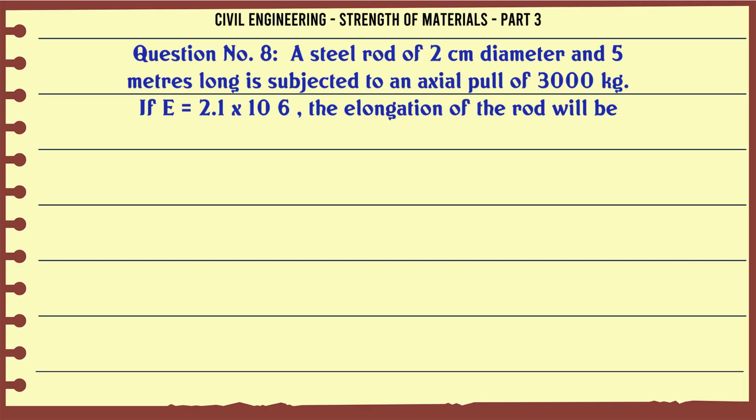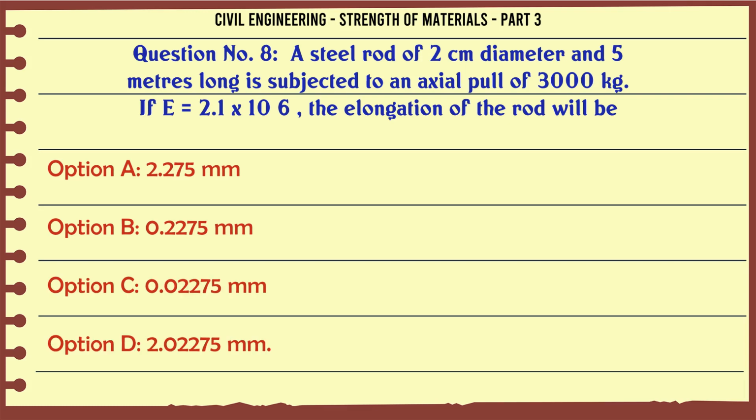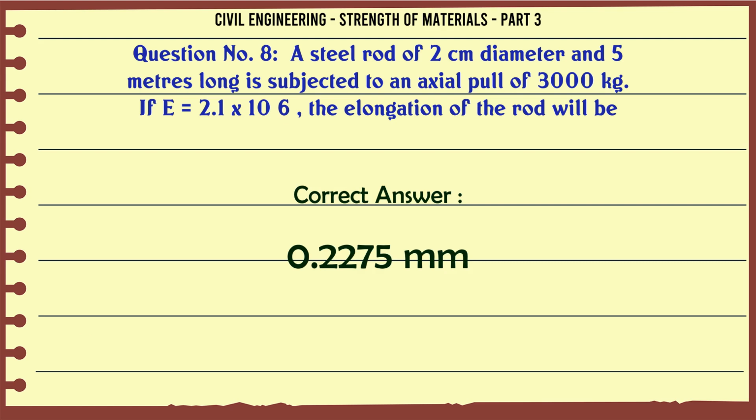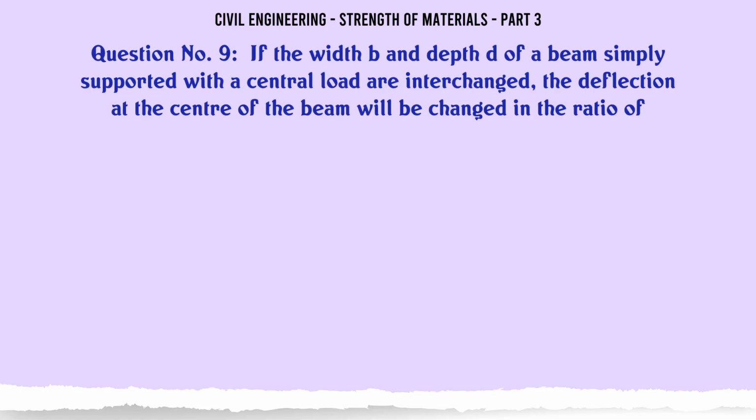A steel rod of 2 cm diameter and 5 meters long is subjected to an axial pull of 3000 kg. If E is 2.1 x 10^6, the elongation of the rod will be A) 2.275 mm, B) 0.2275 mm, C) 0.02275 mm, D) 2.02275 mm. The correct answer is 0.2275 mm.